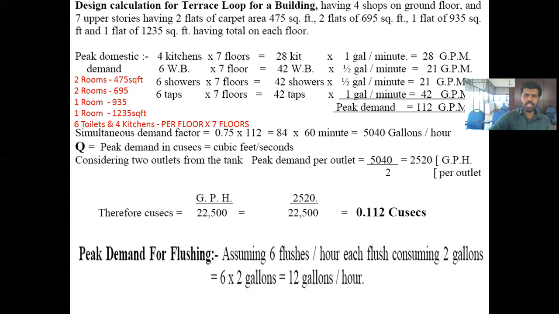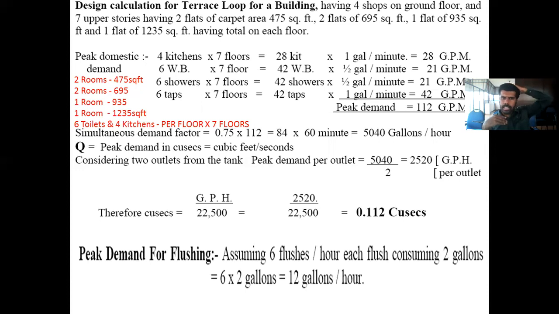Having total on each floor. So, design the calculation of the terrace roof for a building having 4 shops on the ground floor. So there are different floors. There are 4 shops on the ground floor and 7 upper stories. It is a 7-story building only.